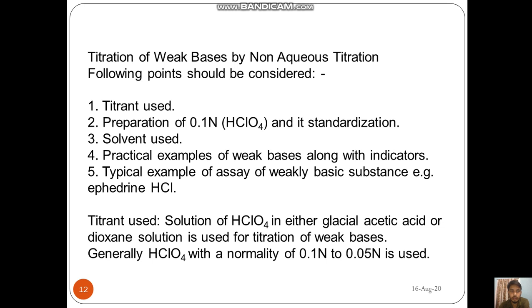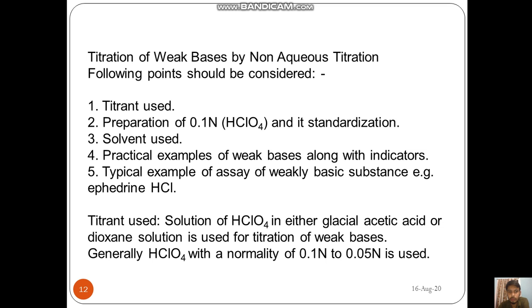So what is the titrant used? What is the preparation? How do we need to prepare perchloric acid and standardize it? And the solvent: what is the solvent we are using? And some practical examples of weak bases along with the indicators. Then a typical example of assay of a weakly basic substance, that is ethylene hydrochloride.